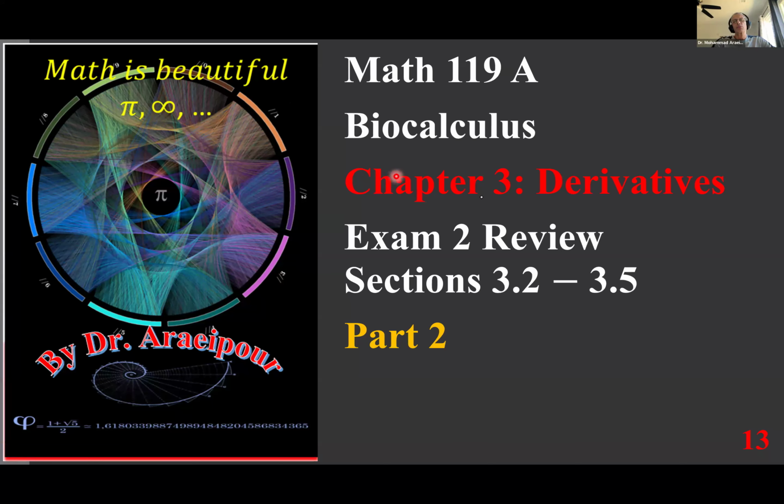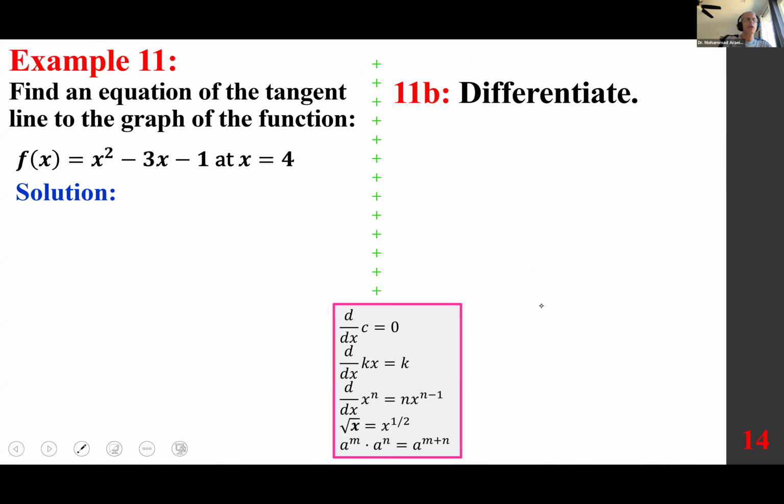Good afternoon, class. We are looking at the exam 2 review covering chapter 3, from section 3.2 to 3.5. Find an equation of a tangent line to the graph of the function f of x equals x squared minus 3x minus 1 at x equals 4.